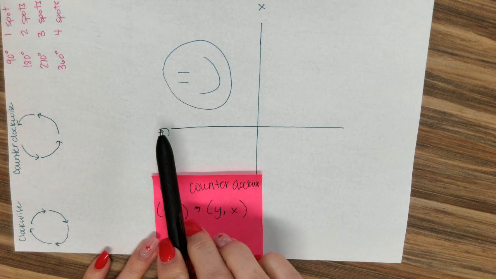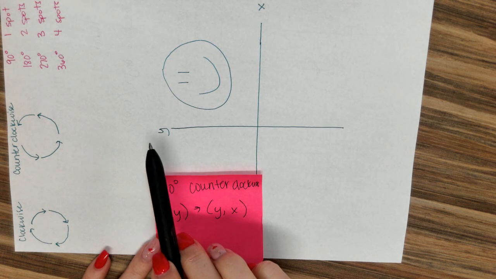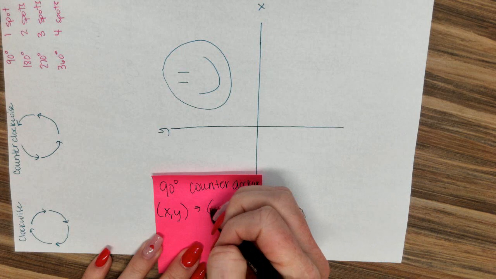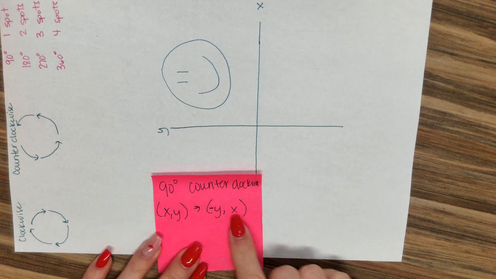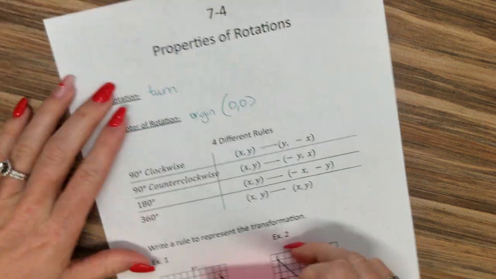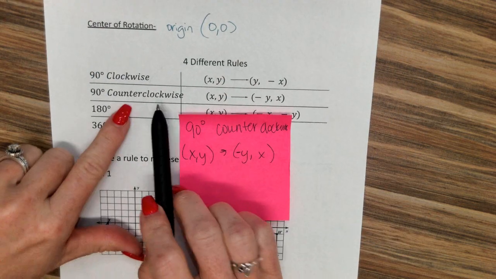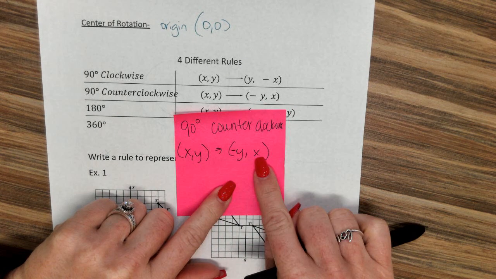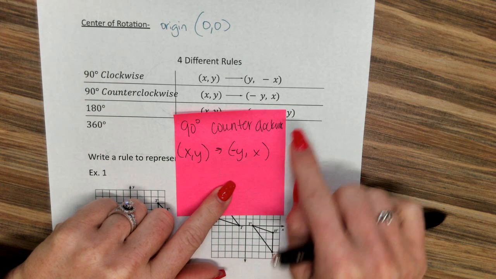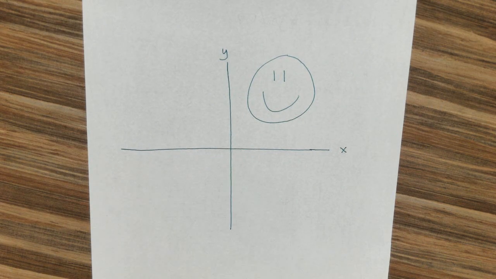The y is on the left, and left is negative. The x is up high. All right, let's see if we got it right. 90 degrees counterclockwise. Did I write it correctly? Yes or no? Yes. All right, let's go back. Reset your paper. Put it back in normal.